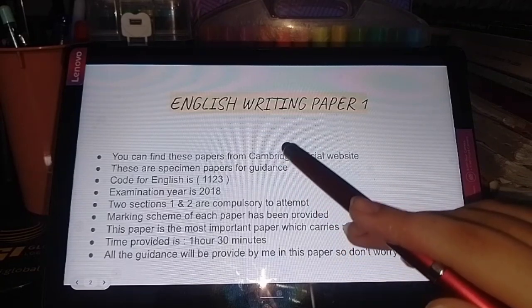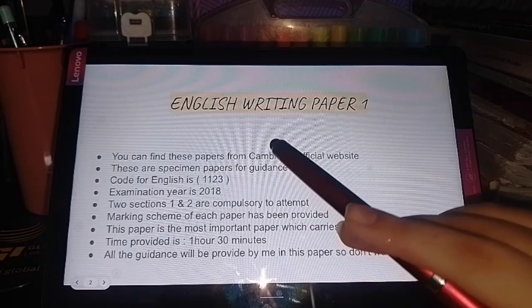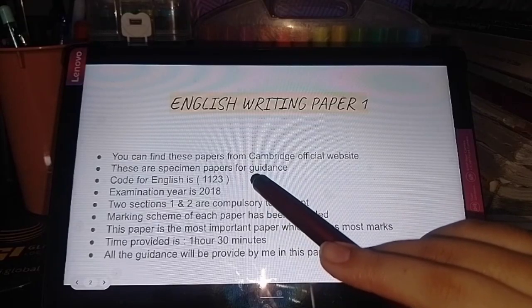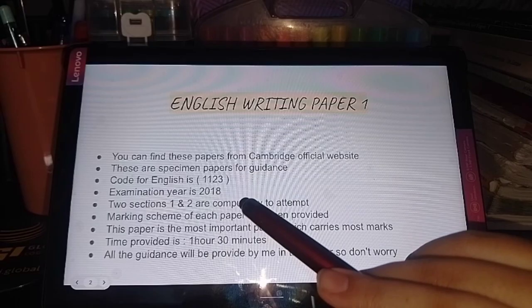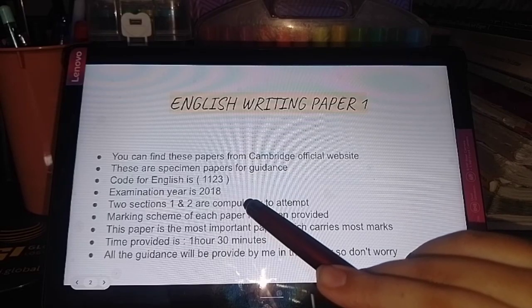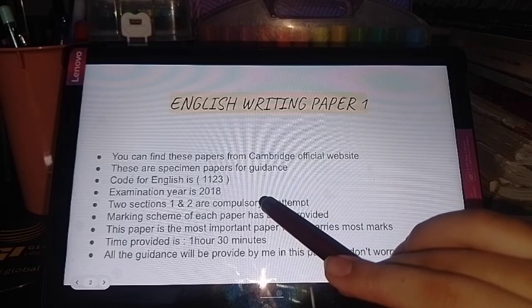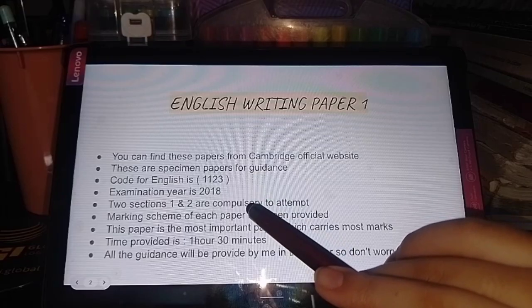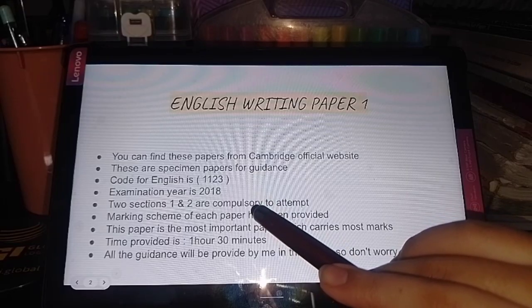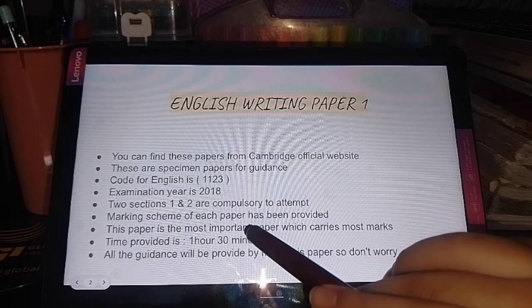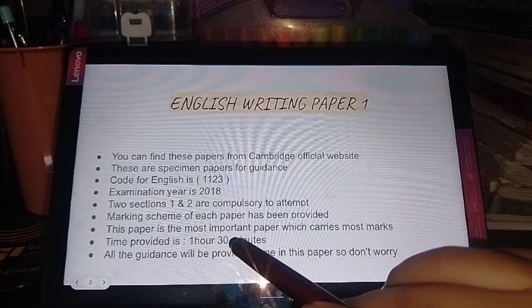These are all considered the paper pattern. Now, the English code is 1123. The examination year is 2018, and there are two sections in our writing paper test. The first section is compulsory; you have to attempt that. Section 2 has 4 parts, from narrative to descriptive writing, and you have to choose any one and attempt it. Each carries marks. The marking scheme of each paper has been provided on the Cambridge website.